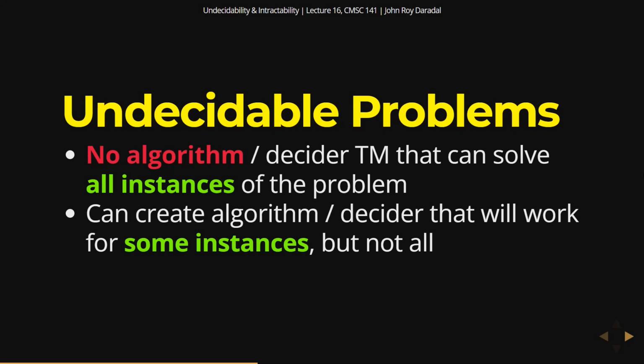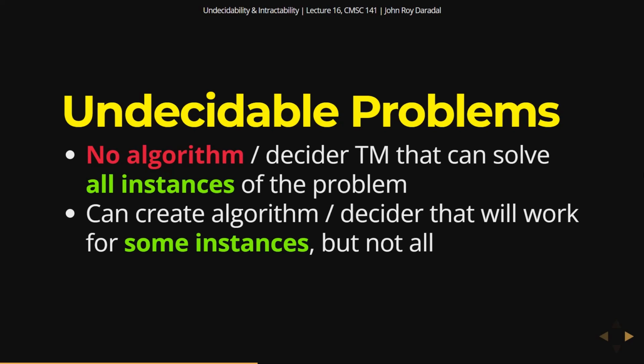So maybe you can do a halt algorithm that is specialized only for for loops or for while loops. So you can always check whether the for loop stops or the while loop will stop. But to claim that it works for all possible programs is not true.